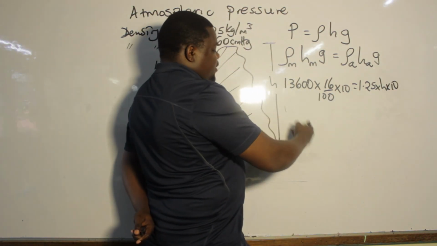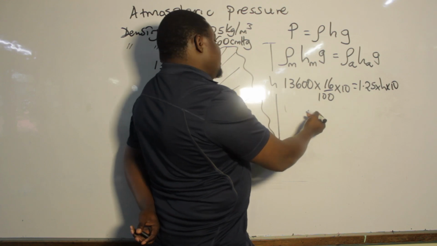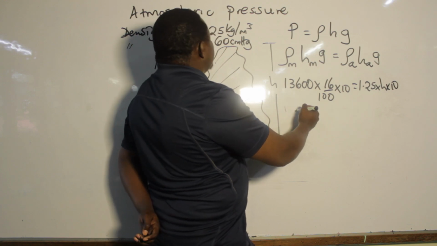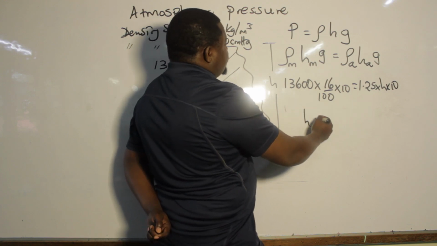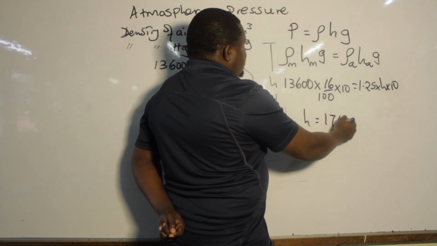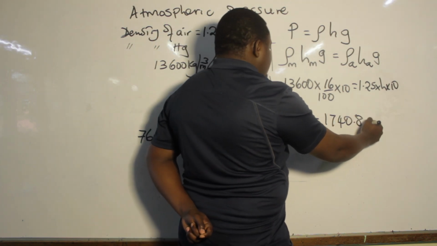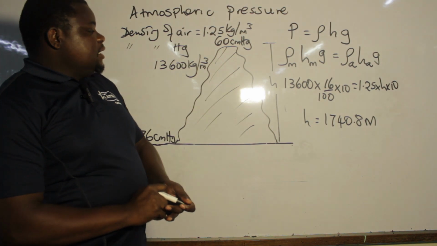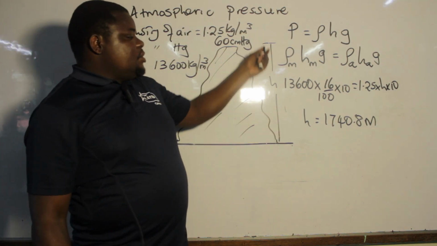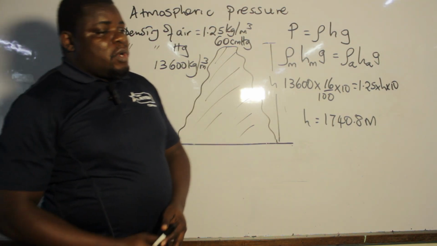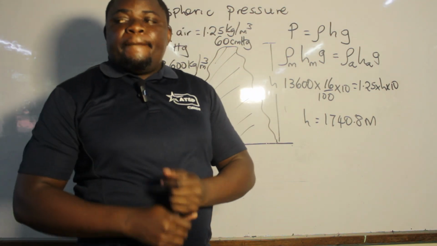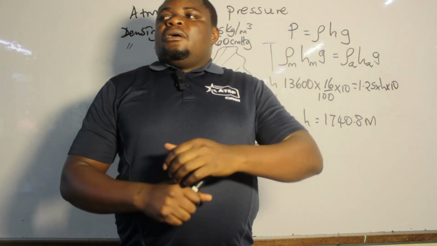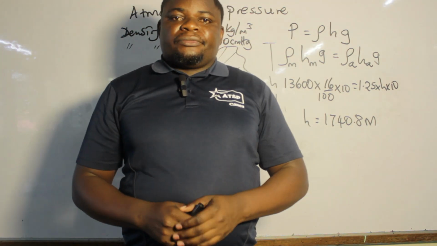So when you solve everything correctly, you're going to have H as 1740.8 meters. So this is the altitude of this mountain. So this is one of the areas where we make use of atmospheric pressure.